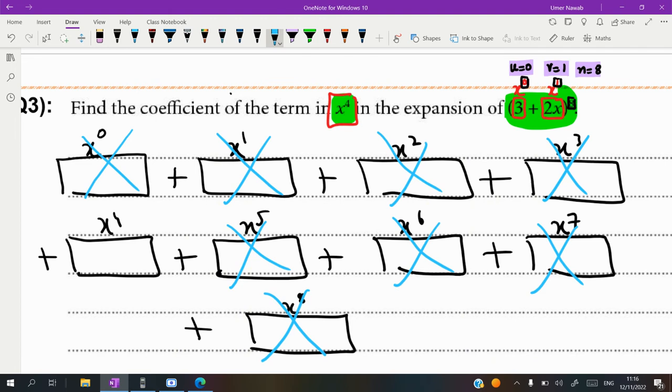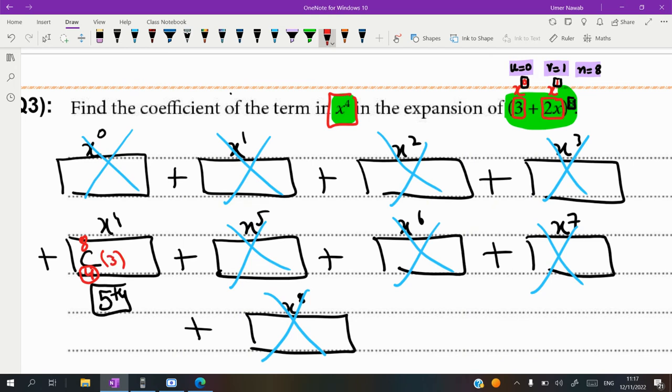How can I write and see something? Look, this is my first term. Can you count? First, second, third, fourth. This is my fifth term. So if this is my fifth term, then I will write 8C0, 8C1, 8C2, 8C3, and this is 8C4. This r value here is always one less than the number of terms. If it is the fifth term, then r is 4. So 8C4.